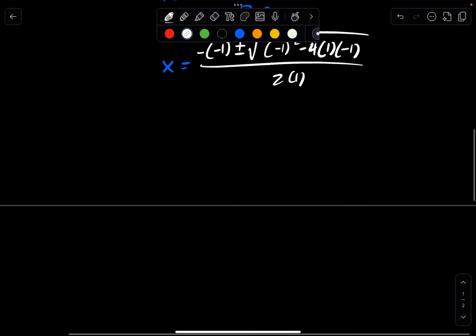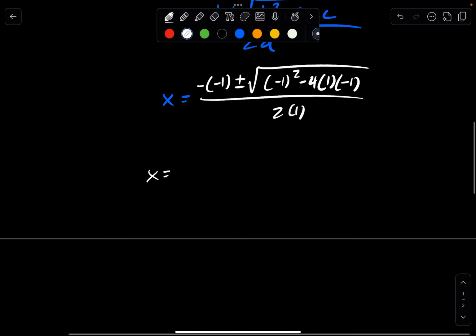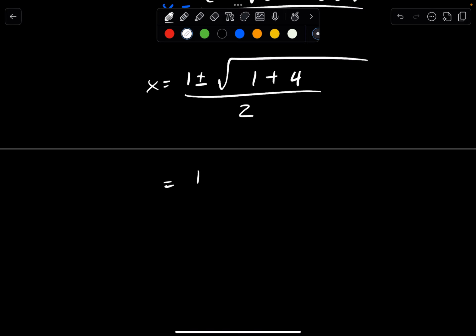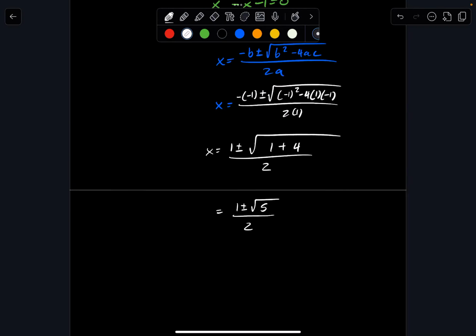Let's simplify. Now we get x is equal to 1 plus or minus the square root of 1 plus 4 all over 2. And we simplify more, we get x is equal to 1 plus or minus the square root of 5 over 2. So are we done? Is that our answer?